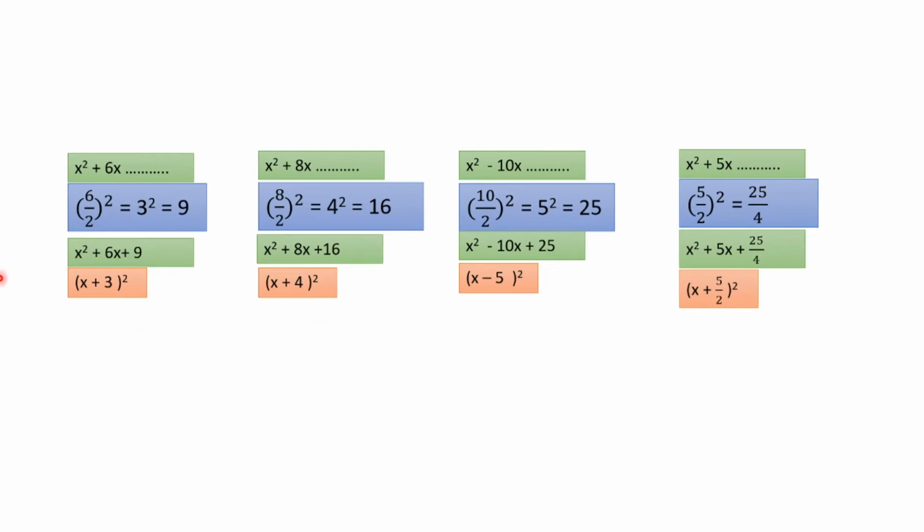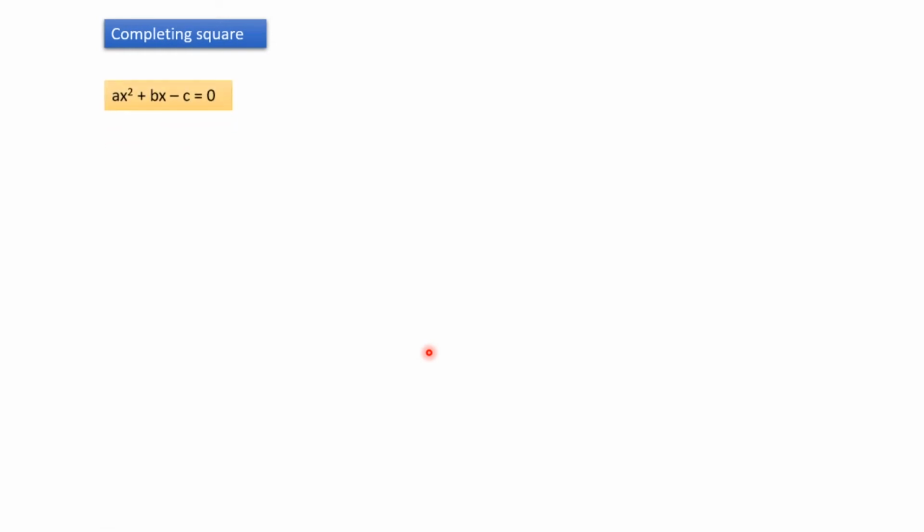So you can see here, these are your trinomials. You want to find the last value of the trinomial, and then you can write that trinomial as a square of a binomial. This operation is very applicable when we are working with the completing square method. So I am going to explain how we solve the given equations using the completing square method.